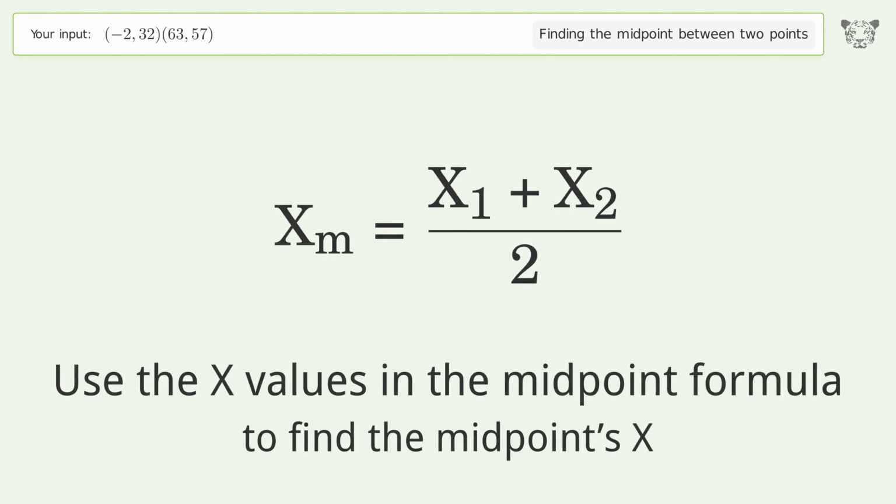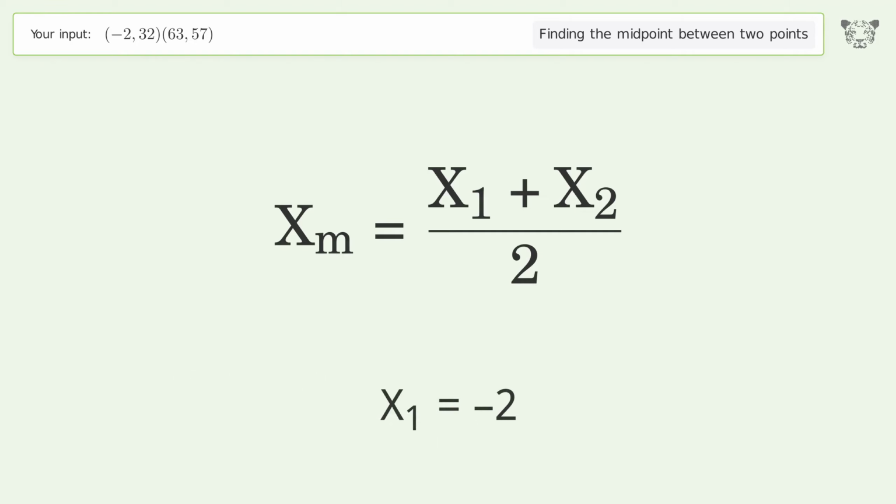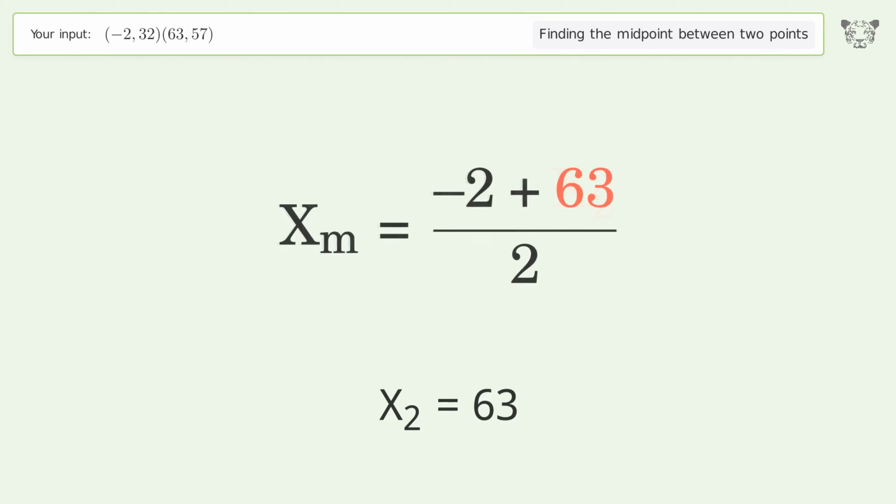Use the x values in the midpoint formula to find the midpoints x. x1 equals -2. x2 equals 63. Simplify the arithmetic.